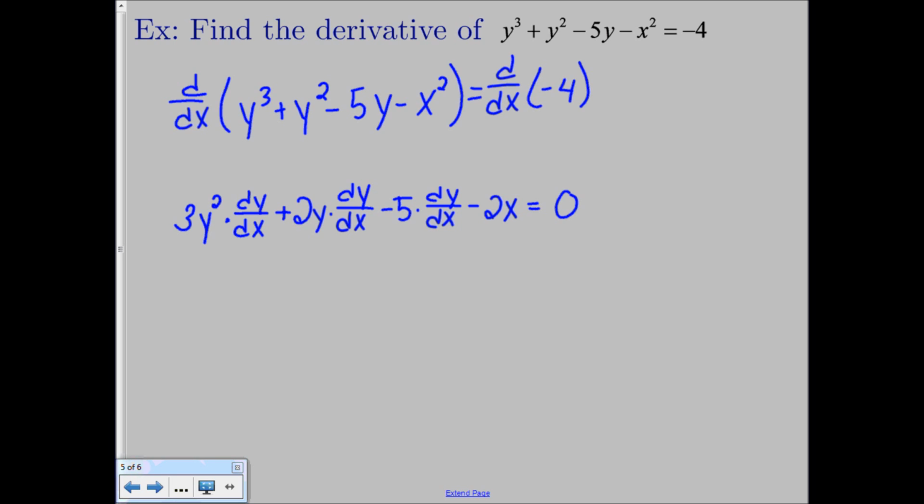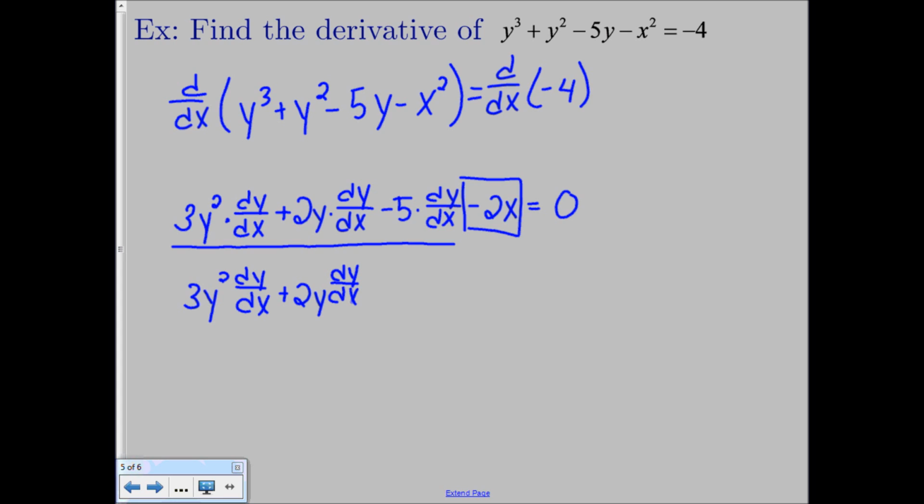Okay, so now we're going to group all of our terms that have dy/dx's on one side of the equation. We'll move everything else to the other side. So that means these first 3 terms here are going to stay, and we're going to move this -2x over. So we're going to get 3y squared dy/dx plus 2y dy/dx minus 5 dy/dx equals, moving that -2x over, we're going to get a +2x on the right-hand side.